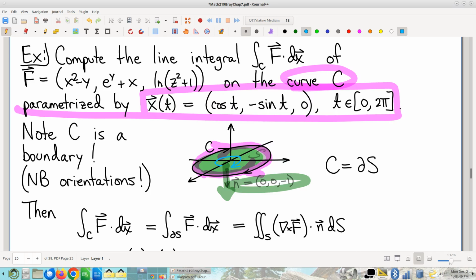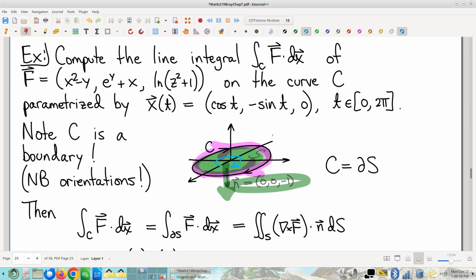Yep. So this is what justifies that it's a boundary. But also because it's downward, then would we have to put a negative in? No, well, we'll get to that. Okay. We'll get to that.